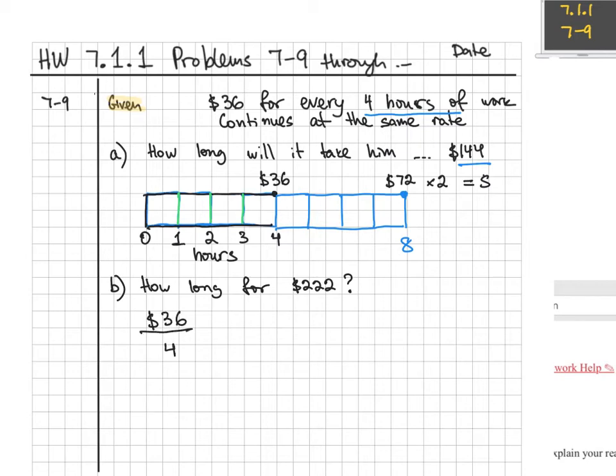And then I want to find out how do I get to $222. And I'm writing it on top because earlier I wrote it on the top. And then how many of this? So I'm going to either count by 36 to get to 222, or I can think of how many times 36 goes into 222. I already started the pattern of 36 on top.